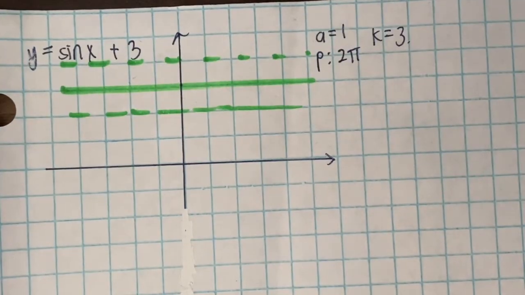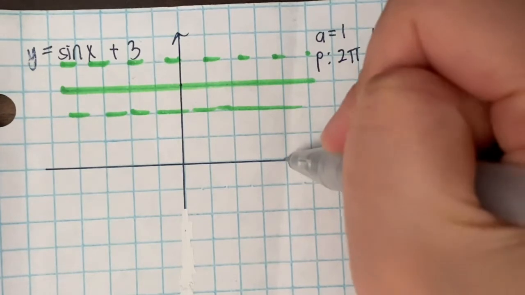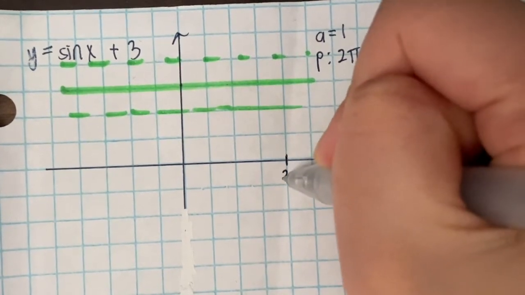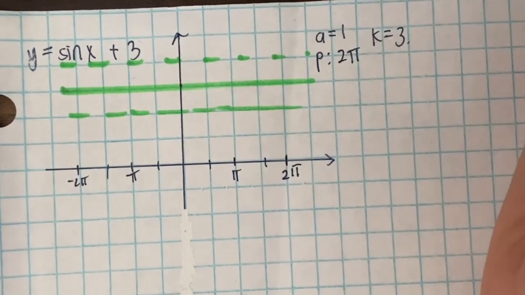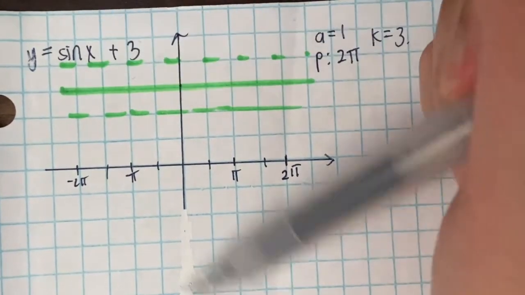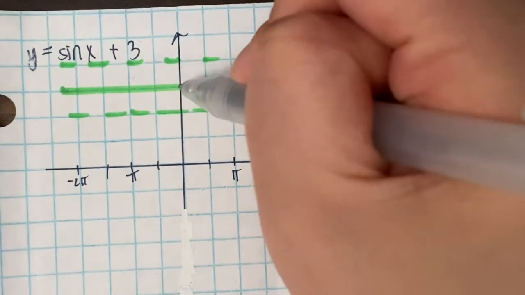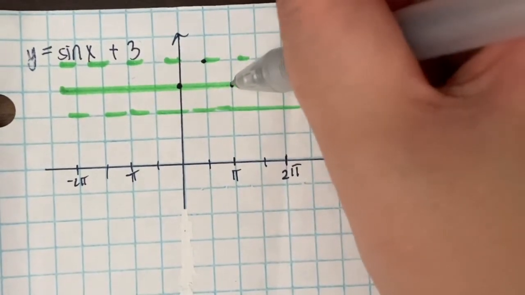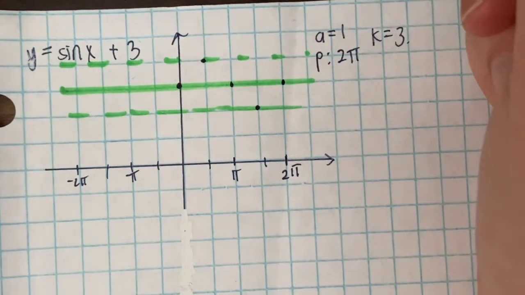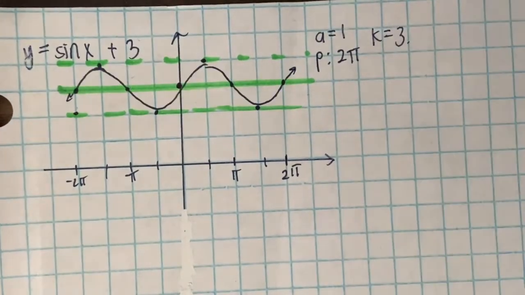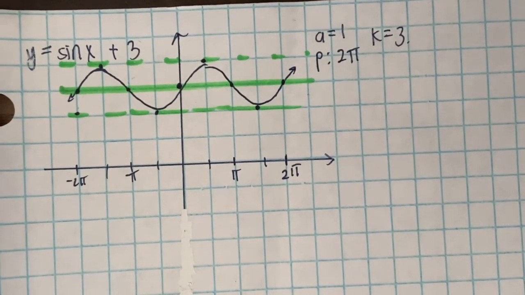And now we just want to make marks on our x-axis. We have a period of 2 pi, so I'm going to place 2 pi over here. And we always divide into fourths. And then we can start graphing. Since we have a sine function, sine has a y-intercept at the midline, goes up to the maximum, down to the midline, down to the minimum, and then back up to the midline. Now we just need to connect. And there's our graph of sine x plus 3.